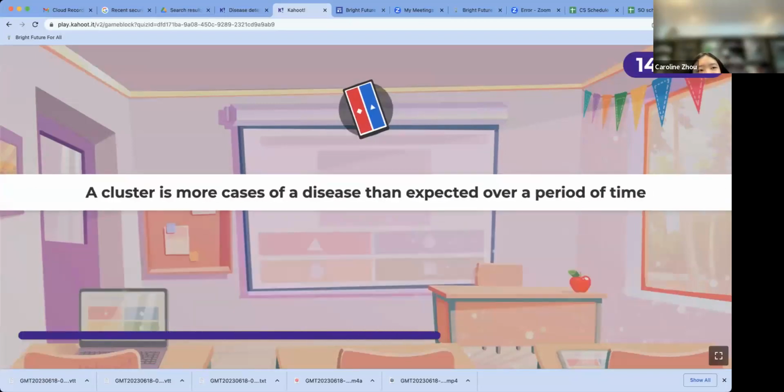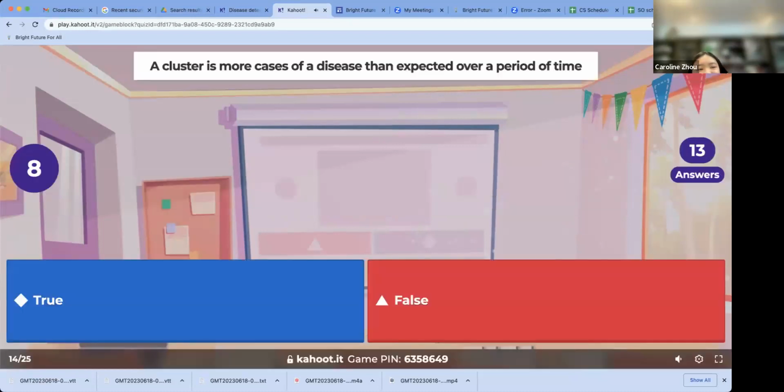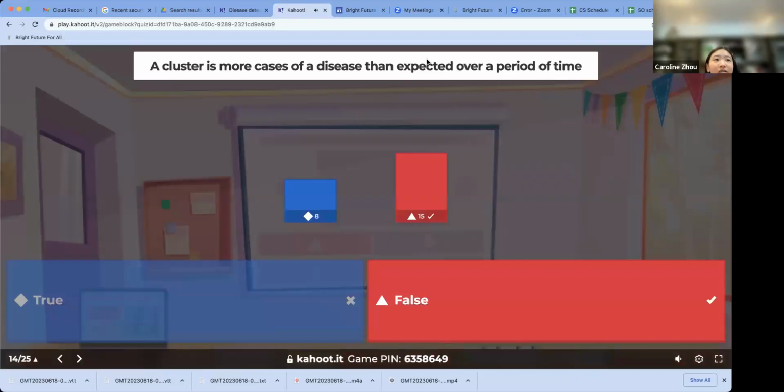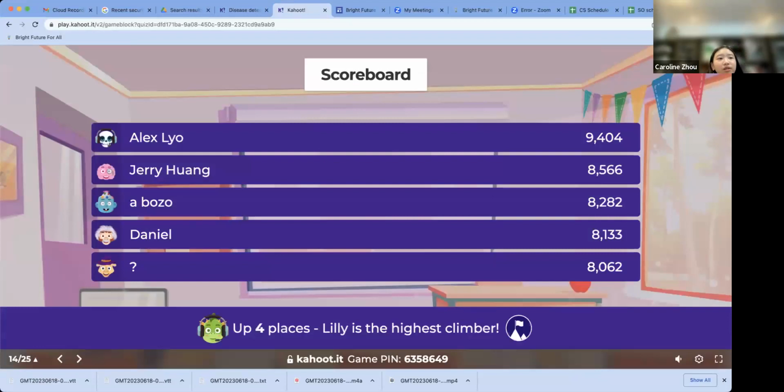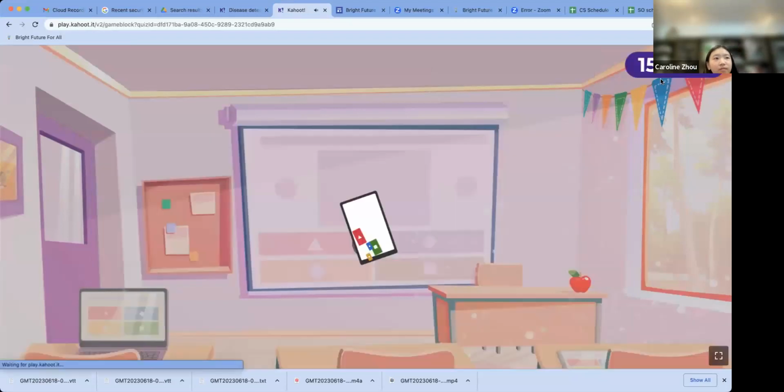A cluster is more cases of a disease than expected over a period of time. True or false? Yeah, it's false. So for a cluster, it doesn't matter if it's more or less than the expected number of cases, but for an outbreak, it does.